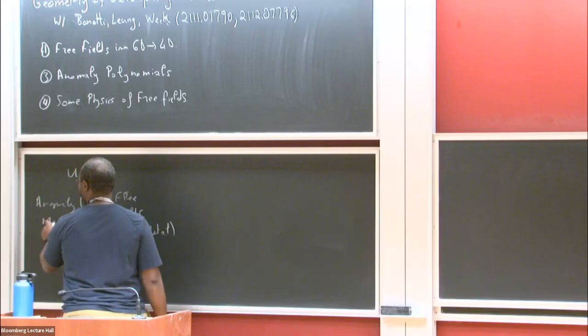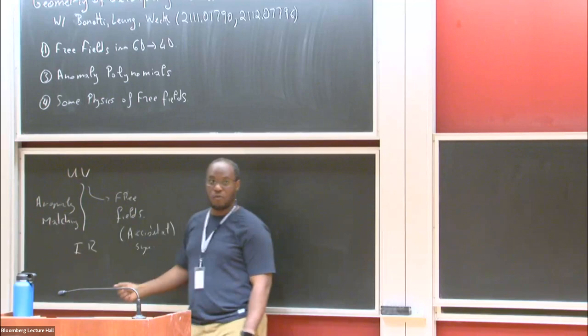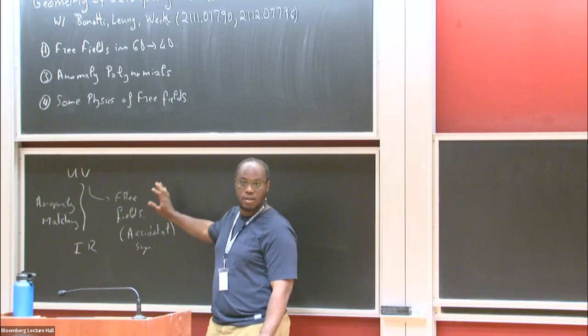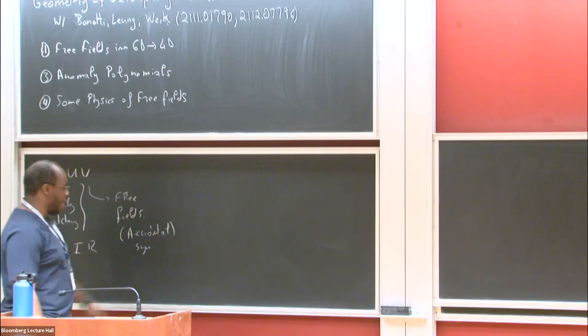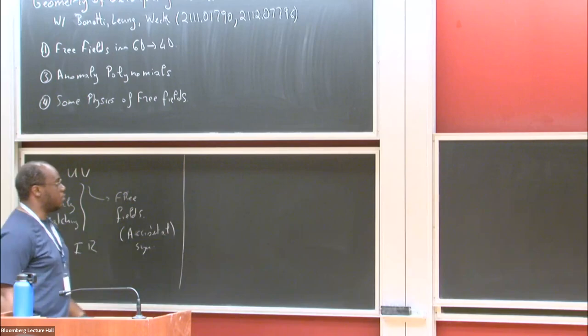And in many cases, these free fields contribute to such anomaly matching. So if you want to know what the anomalies are in this IR theory, or some more detailed properties of it, and you can't understand how this decoupling occurs and what the free fields carry away, this could be a hard problem. It usually goes under the name accidental symmetry because people usually just wave their hands and say you can't tell when this happens. So you have to find other ways to study the IR theory.